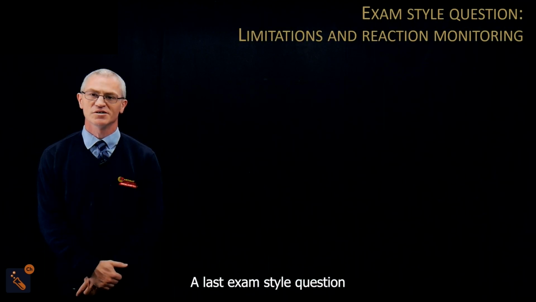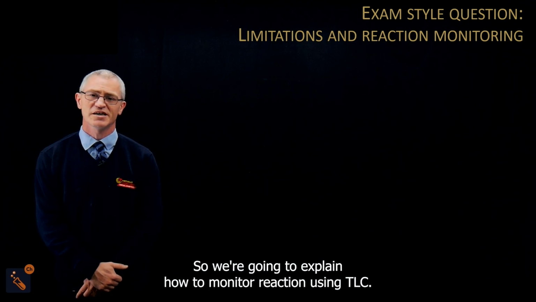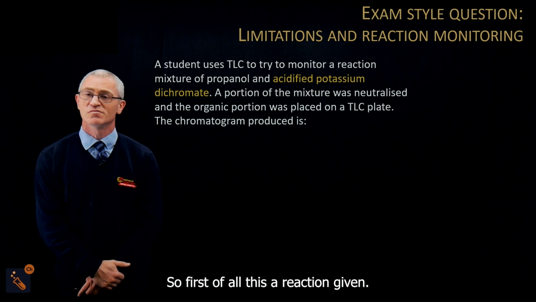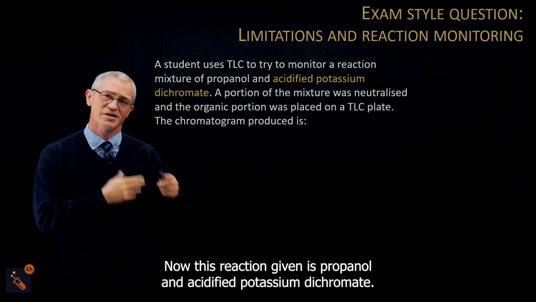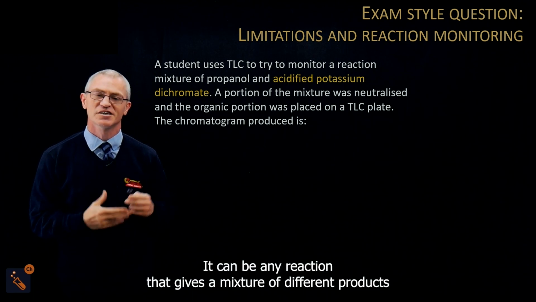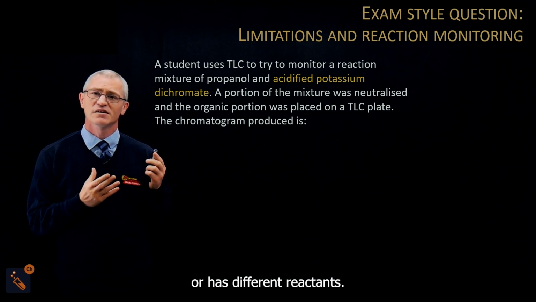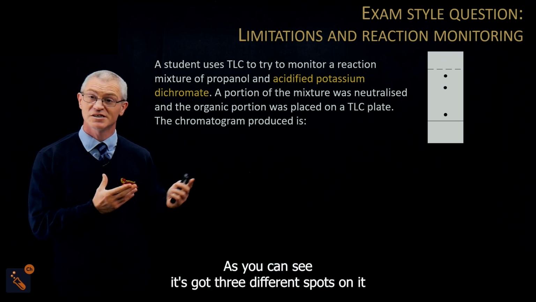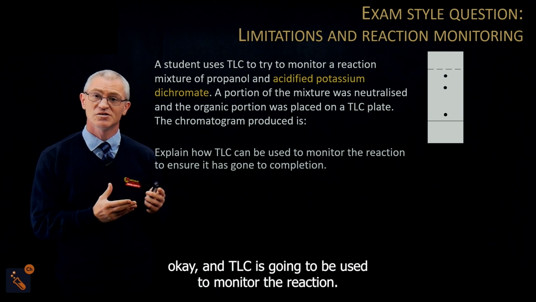Our last exam style question is about limitations and reaction monitoring. So we're going to explain how to monitor a reaction using TLC, and we're also going to talk about what the limitations are. First of all, there's a reaction given. This reaction is propanol and acidified potassium dichromate. It doesn't matter, it can be any reaction that gives a mixture of different products or has different reactants. The organic portion was placed on a TLC plate after it was neutralised. You produced a chromatogram. As you can see, it's got 3 different spots on it. And TLC is going to be used to monitor the reaction.